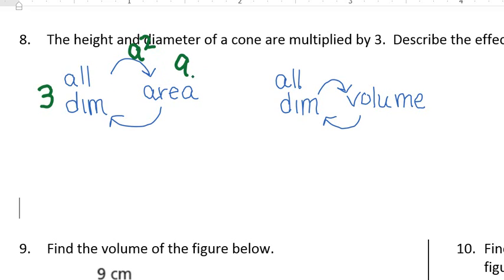So 3 squared will be 9. So the area of this bigger cylinder will be 9 times bigger. For the volume, we know that if you change all the dimensions, then the volume will change by that multiple raised to the third power. So since we're multiplying all the dimensions by 3, then the volume will increase by 3 to the third power, or 27. So the volume will be 27 times bigger than what it used to be.